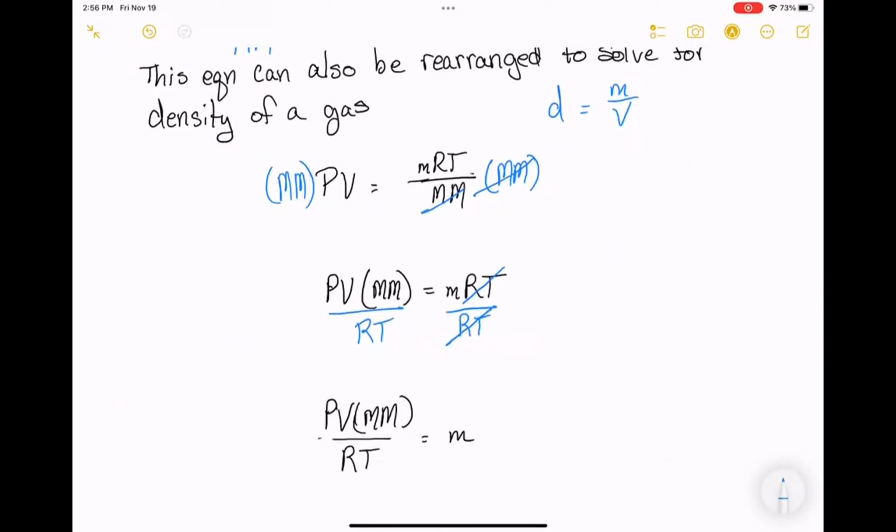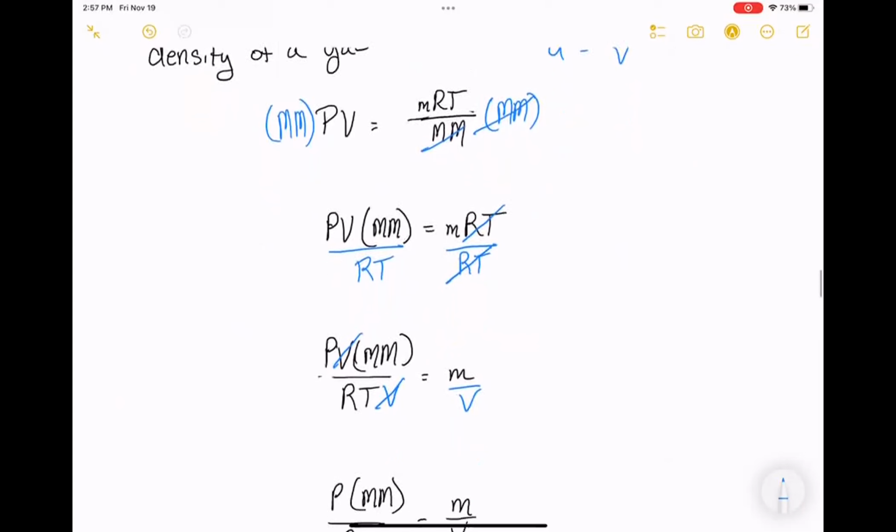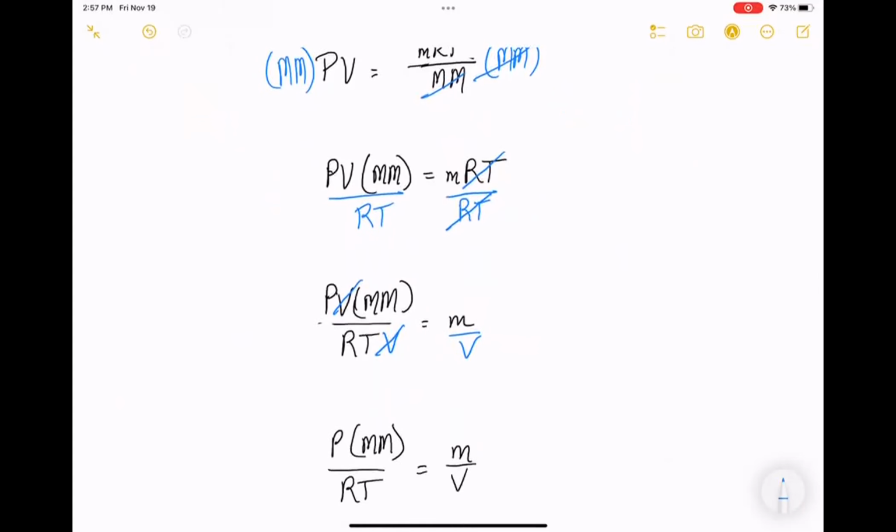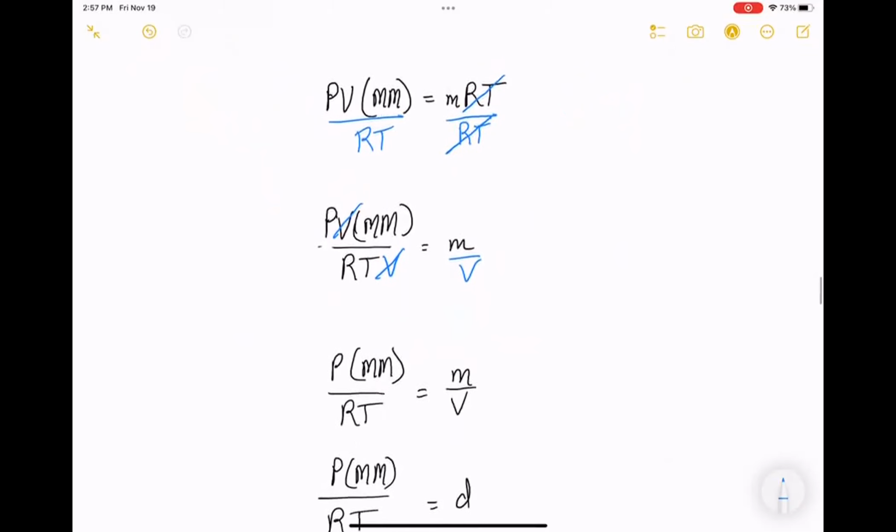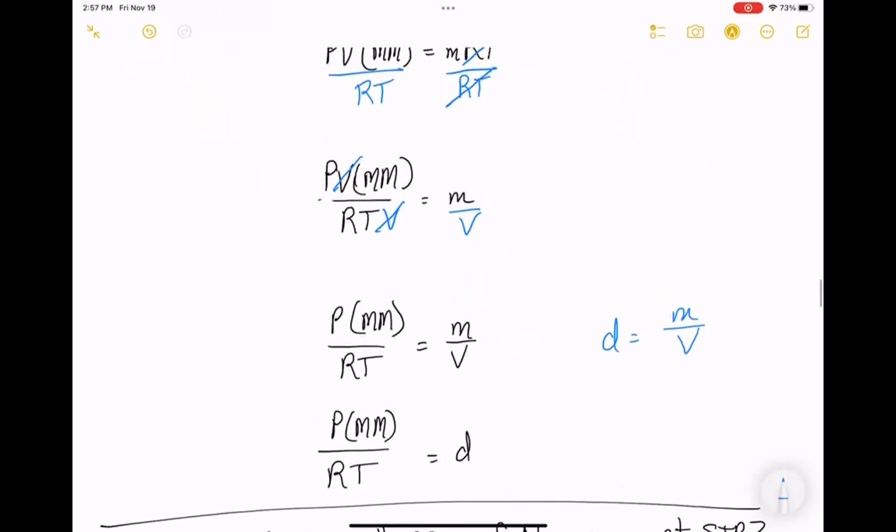Then we can take both sides and divide through by the volume, where the volume on the left-hand side will cancel out, and you're left with mass over the volume on the right-hand side. So P times the molar mass over RT is equal to m over V. And since m over V is equal to the density, then we can say that the density of the gas is the pressure times its molar mass over RT.